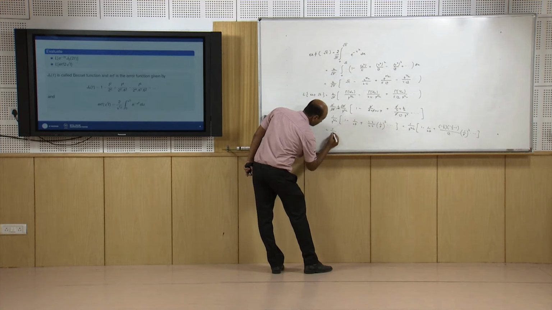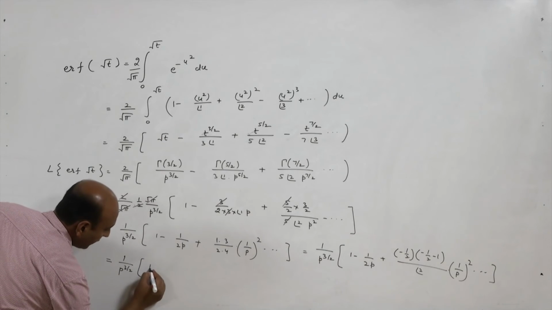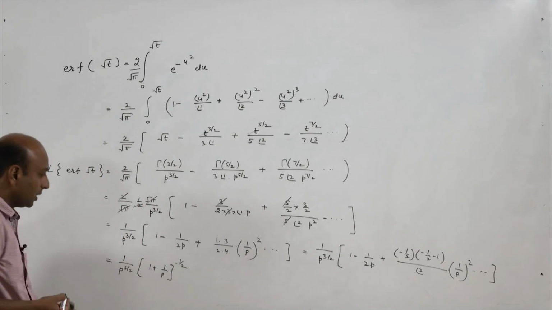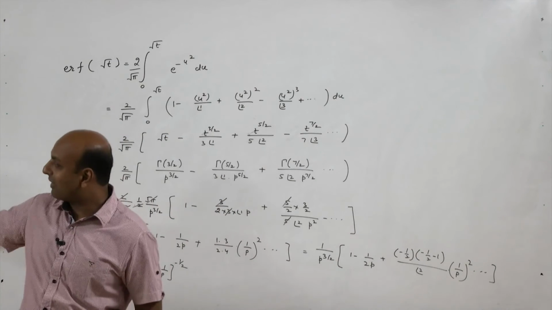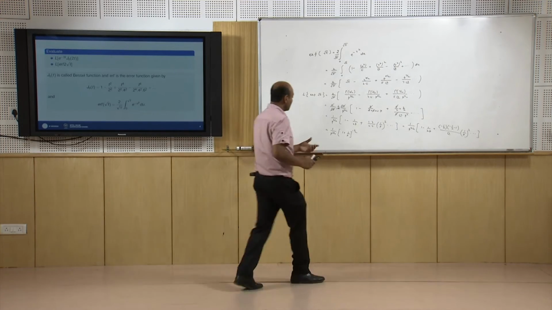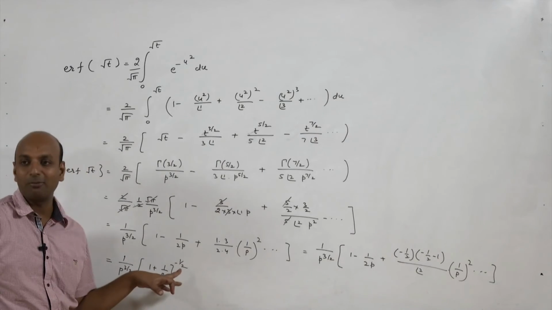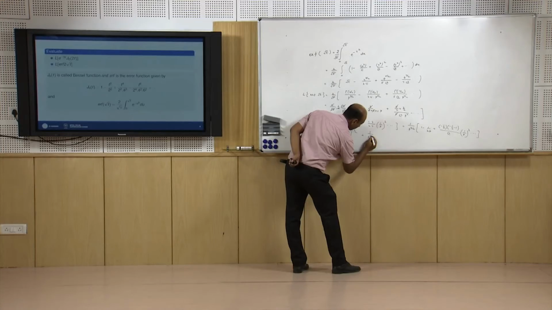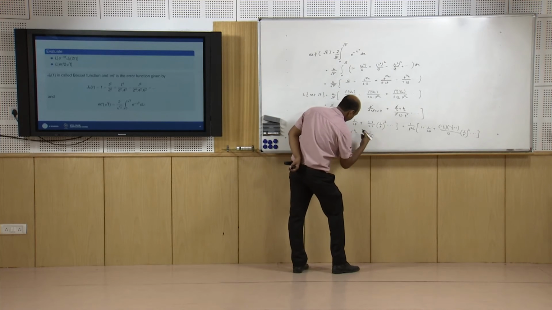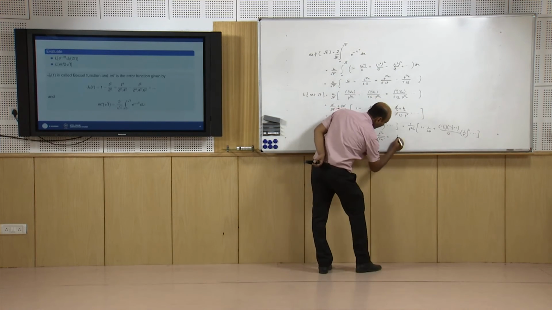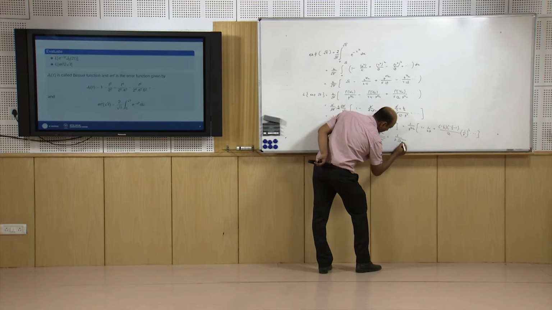1 upon p to the power 3 by 2 (1 plus 1 by p) whole to the power minus half. In that expression we have a binomial series of (1 plus 1 by p) to the power minus half. So when you simplify it, it is nothing but 1 upon p to the power 3 by 2 into p to the power half upon under root p plus 1. So it is nothing but 1 upon p under root p plus 1.